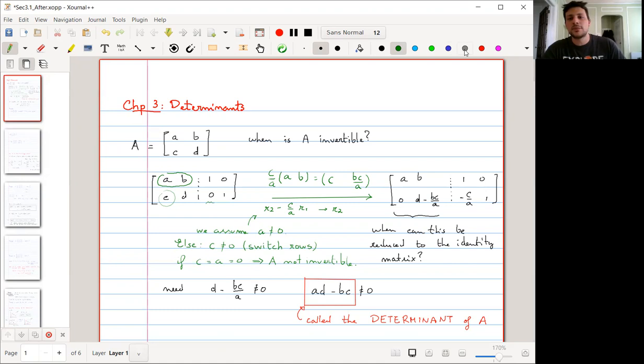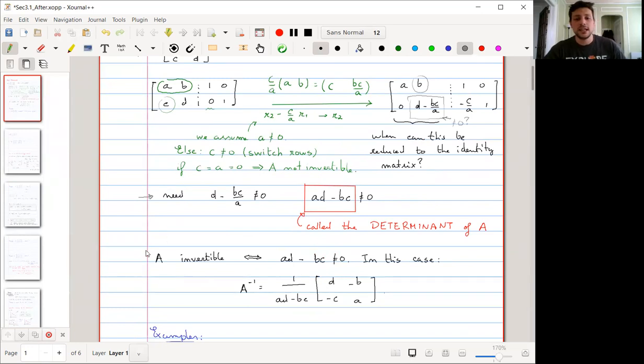What is the next step that we have to take to complete the elimination? Well, it is to use this entry down here to eliminate the entry B. We can only do that if the bottom entry D minus BC over A is different from 0. That's what we need. And we can rephrase this condition by multiplying both sides of this inequality by A as the quantity AD minus BC different from 0. This number is called the determinant of the matrix A. And in fact, it determines whether the matrix A is invertible or not.